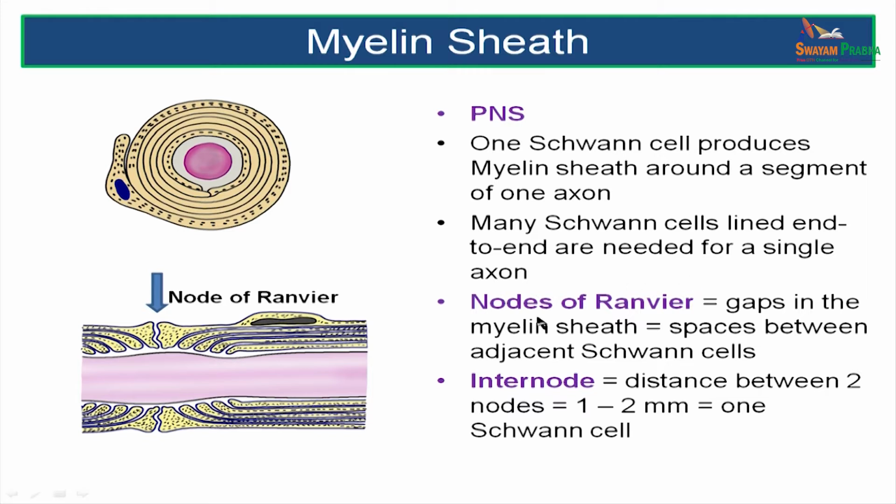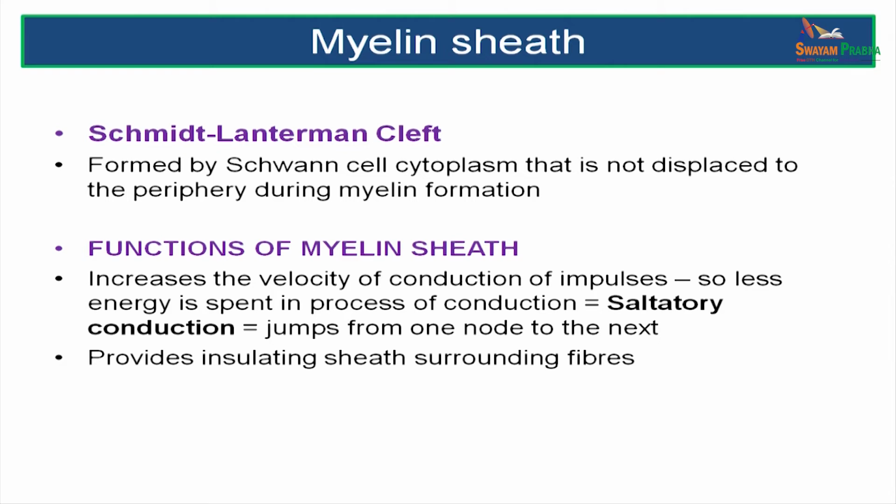What is a node of Ranvier? A node of Ranvier, you can see here in blue, this arrow shows you one node of Ranvier, and you can see it on the other side of the axon as well. This is the space which is uncovered, which does not have a myelin sheath, which lies between two consecutive Schwann cells. And internode is the distance between two nodes of Ranvier. It is about 1 to 2 millimeters, which is the distance covered by one Schwann cell.